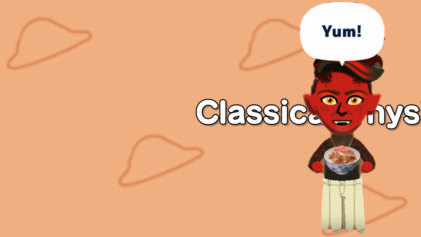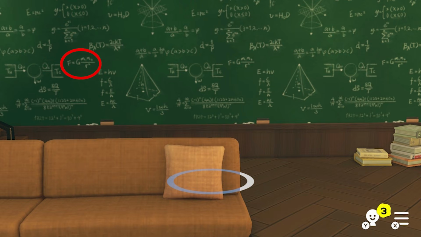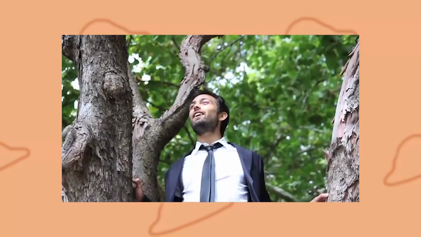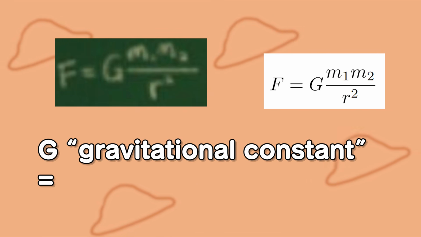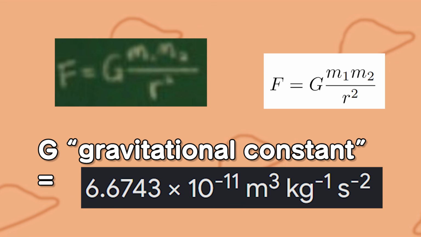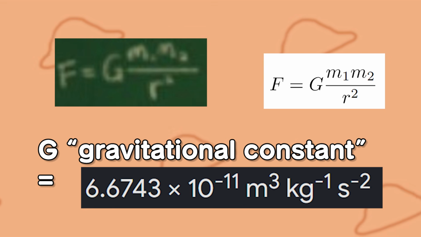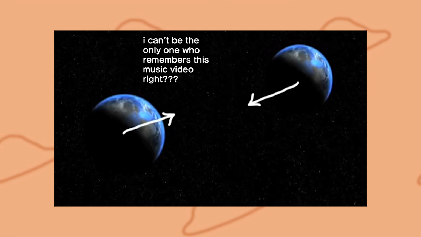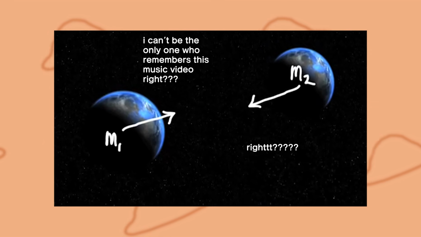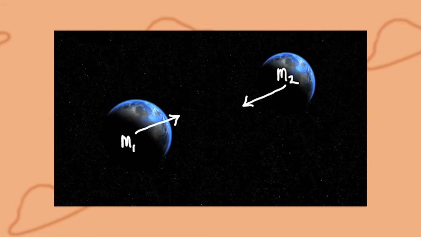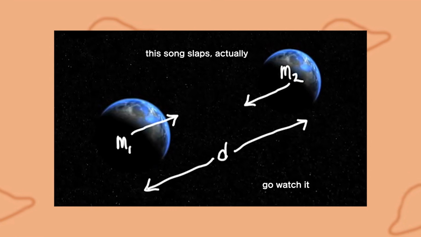We begin with a nice little appetizer of classical physics formulas. Here we see Newton's formula for gravitational force between two objects. G is known as the gravitational constant, whose value is roughly 6.6 trillionths. That is a tiny number, and it tells you that the gravitational force is really weak. M1 and M2 are masses of the objects in kilograms, and R is the distance separating them in meters. A force proportional to mass 1 and 2, and inversely to the distance between them squared.